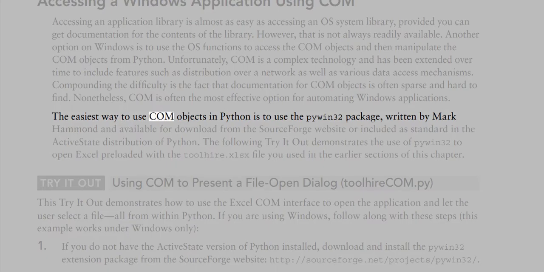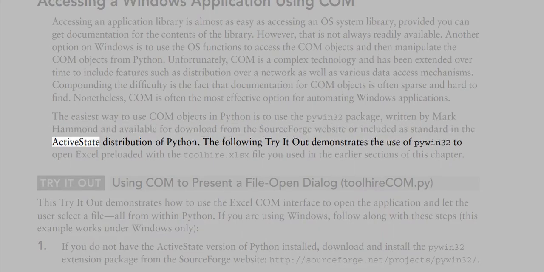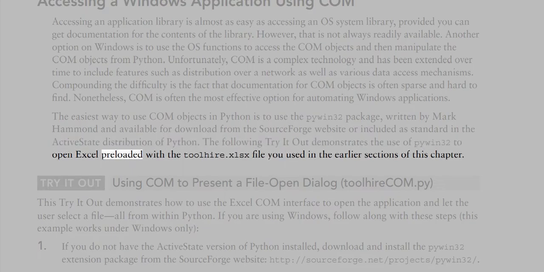The easiest way to use COM objects in Python is to use the pywin32 package, written by Mark Hammond and available for download from the SourceForge website or included as standard in the ActiveState distribution of Python. The following Try It Out demonstrates the use of pywin32 to open Excel preloaded with the tool_hire.xlsx file you used in the earlier sections of this chapter.